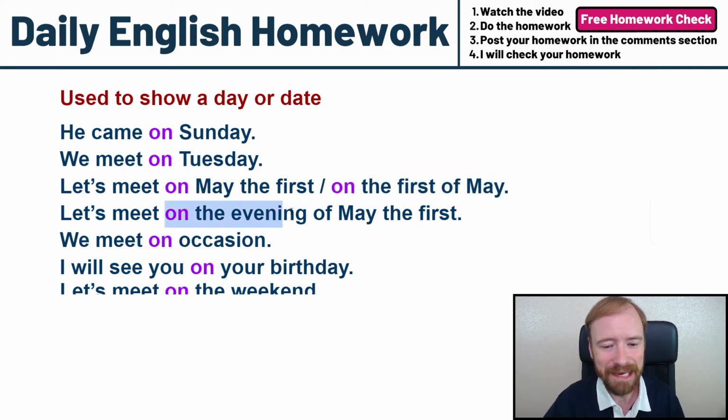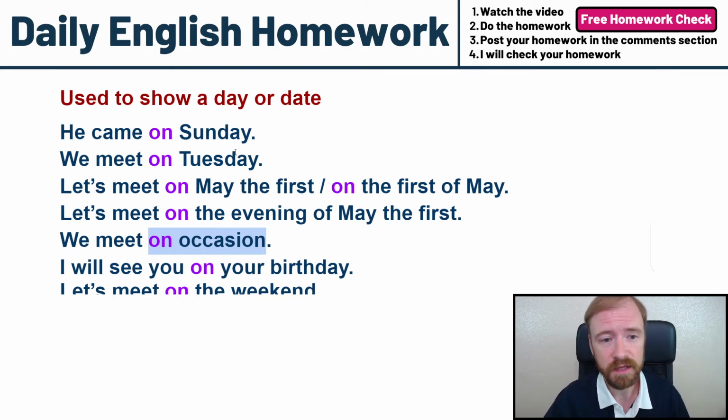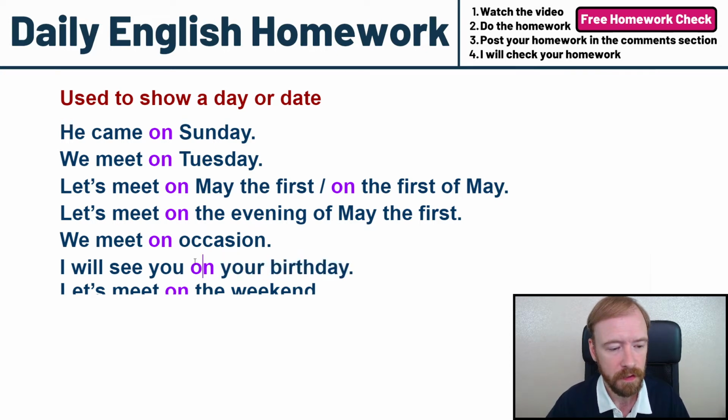Let's meet on the evening of May the 1st. Very specific date, use on. We meet on occasion, so this means sometimes. We meet on occasion, we meet sometimes. This is not really a day or a date, but it's referring to time. I will see you on your birthday. Okay, your birthday could be a specific date. And let's meet on the weekend. In UK English, they will use at the weekend, but in American English, we use on the weekend. So day, date, we're going to use on.